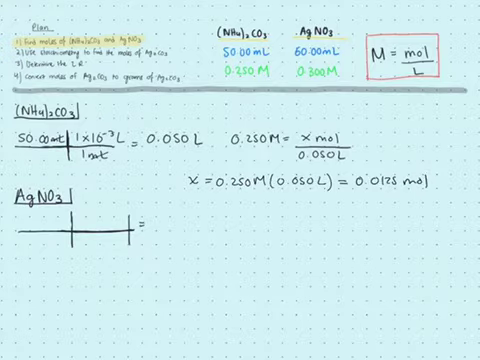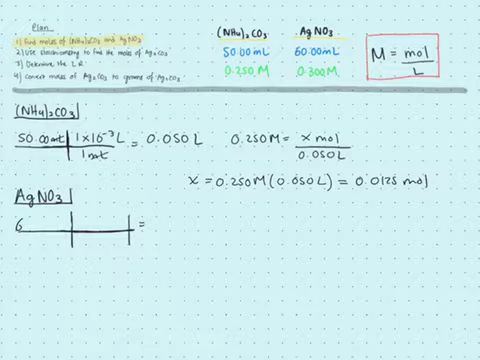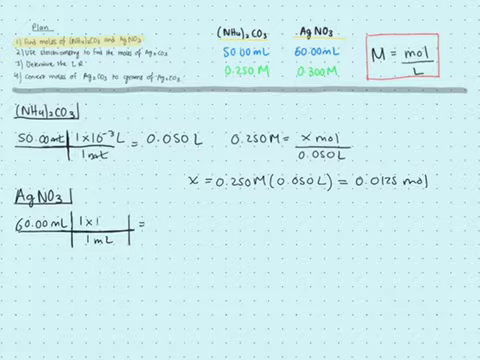So now let's do silver nitrate. So we have 60 milliliters. Once again, we want 1 milliliter on the bottom, and that's equal to 1 times 10 to the minus 3 liters. The milliliters cancel, and we get 0.060 liters.